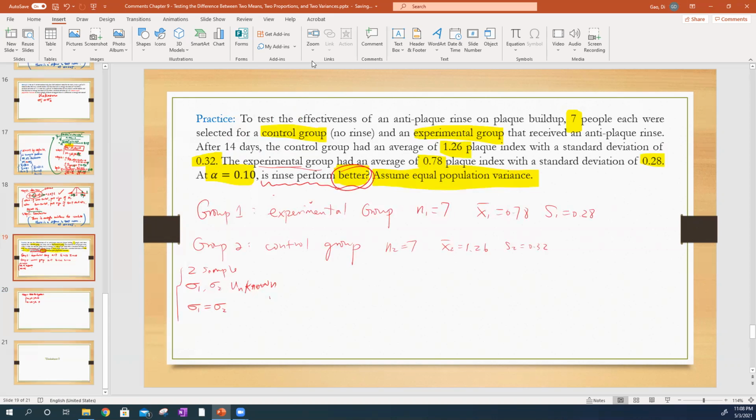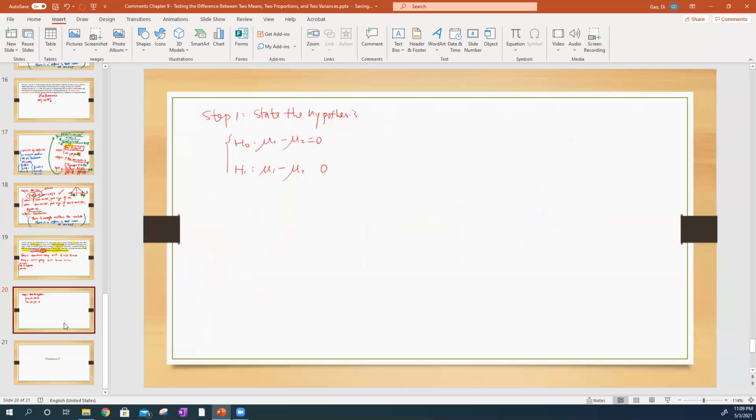Did the rinse perform better? So when we say the rinse performs better and the data represent the plaque index, that means the rinse should have lower plaque index. So then if group 1 means rinse, group 2 means no rinse, the plaque index for group 1 should be smaller than the plaque index for group 2, right? So although it says better, based on the group setup, 1 represents experimental group, 2 represents control group. So we say the alternative hypothesis is a smaller than sign. So it's less than.